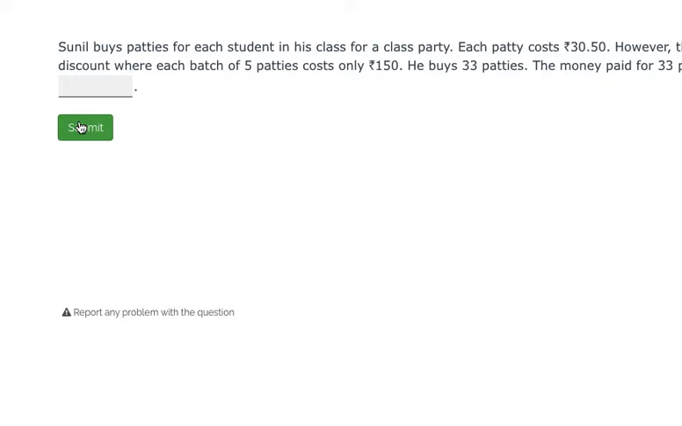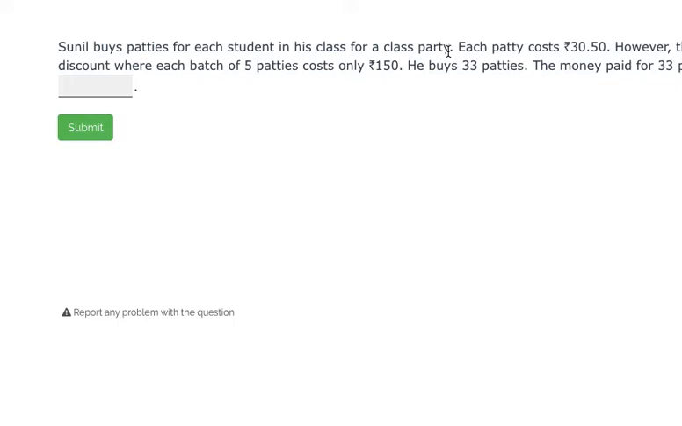Sunil buys patties for each student in his class for a class party. Each patty costs 30.50. That means 30 rupees 50 paisa. However, there is a discount where each batch of 5 patties only costs 150 rupees. He buys 33 patties and the money he paid was for 33 patties.